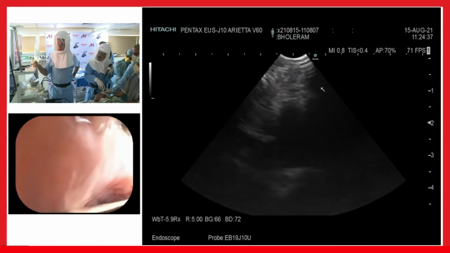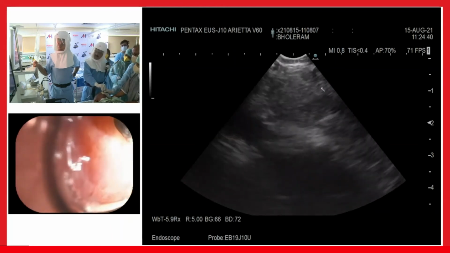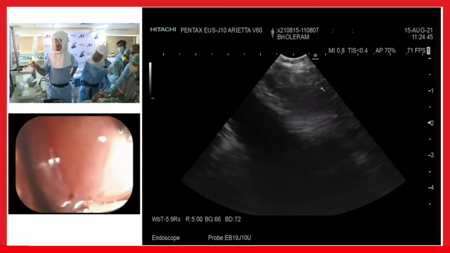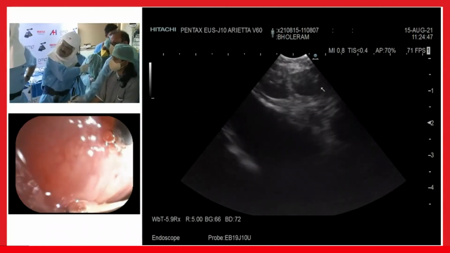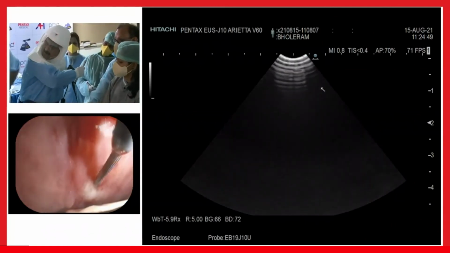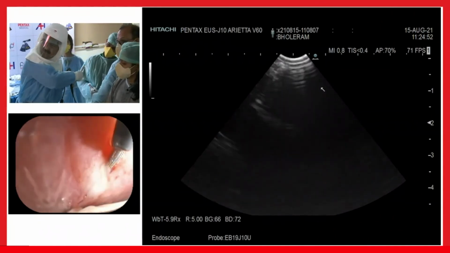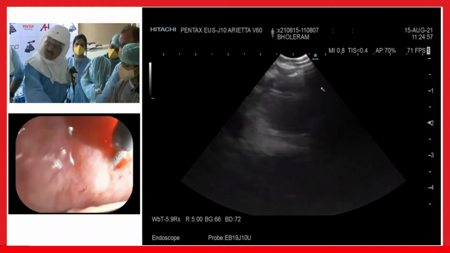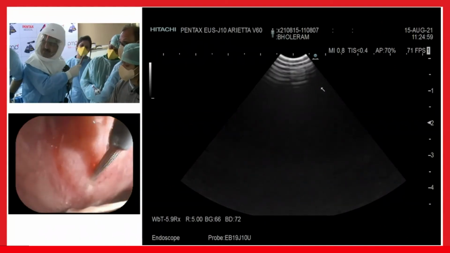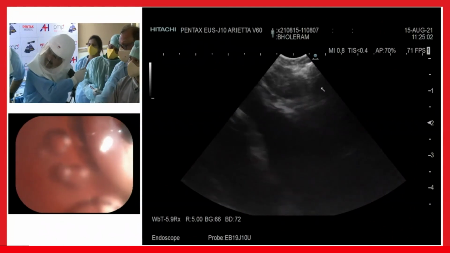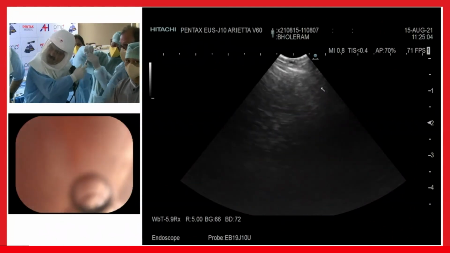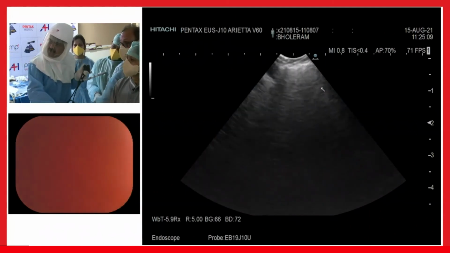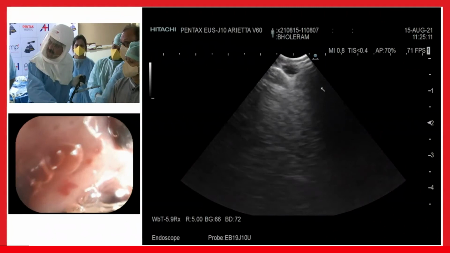Sometimes it's stuck on the cartilage, then again you have to withdraw the needle and try to make another puncture from a different side. And sometimes you can push your scope also. This is called, you push the whole scope along with the needle, and sometimes you find difficulty.